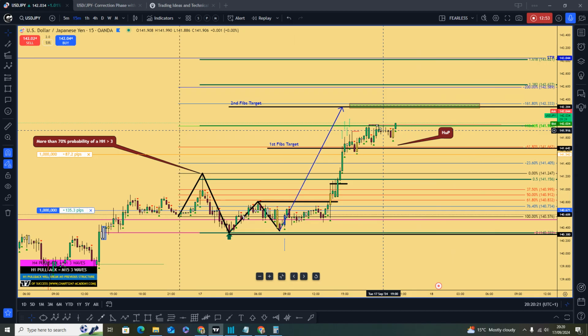We are breaking above the double top now. I still believe, based on the information, we should see a little bit of pause once the price gets to the target.